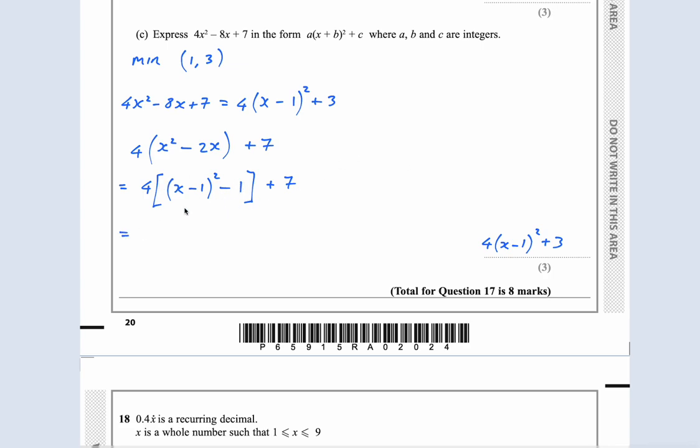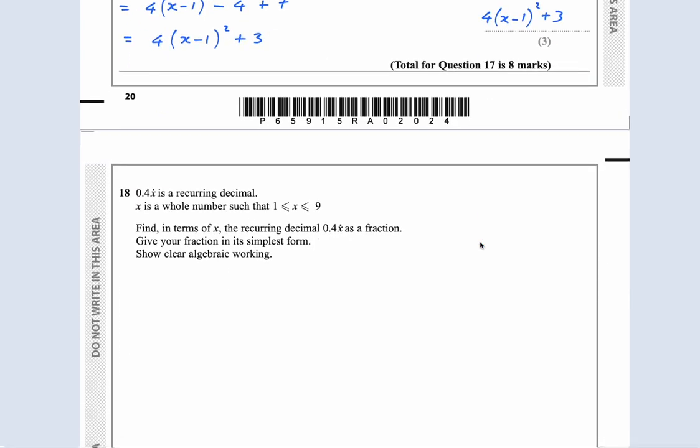Then I multiply this out and I get 4 times (x minus 1) squared. 4 times minus 1 is minus 4, plus the 7 here, which gives me 4 times (x minus 1) squared, minus 4 plus 7 is plus 3. So it's the same thing.